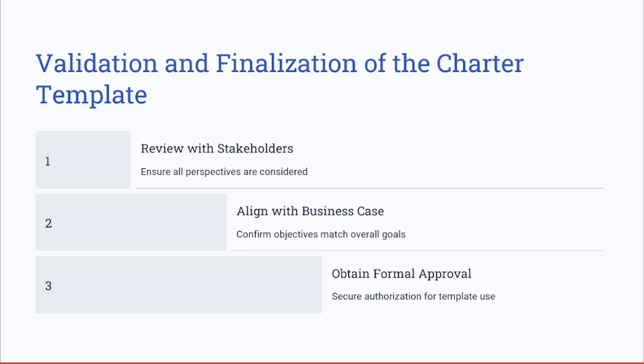Also use one of these techniques, which is validation and finalization of the project charter. The final step here is to validate the template with the stakeholders and obtain their feedback to ensure alignment with the project objectives. Once refined, obtain the formal approval to use the charter as the project's guiding document.